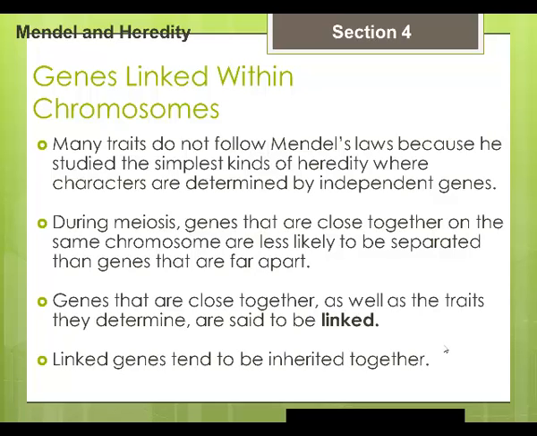Genes that are close together, as well as the traits that they determine, are said to be linked. So if you had a very short section of a chromosome where two genes are real close to one another, one right on top of another, those two genes are said to be linked. The possibility of those genes separating is pretty minimal. So linked genes tend to be inherited together. When two genes are very close to one another, the chances of those genes being separated during meiosis is pretty minimal.